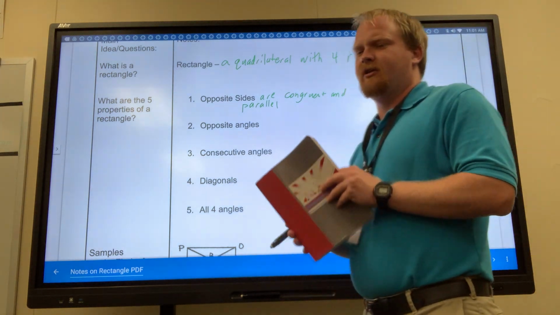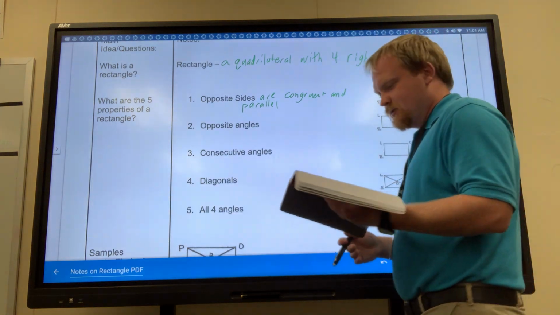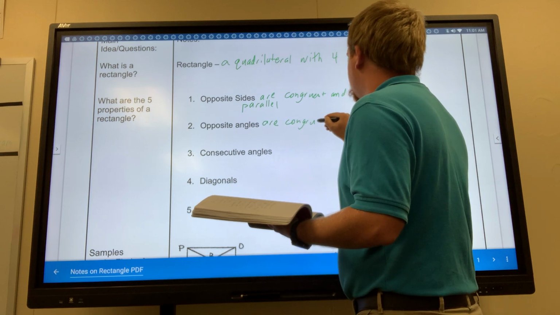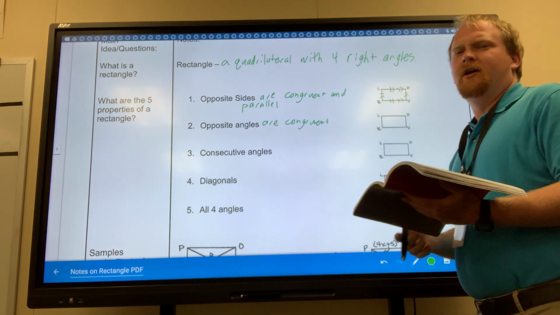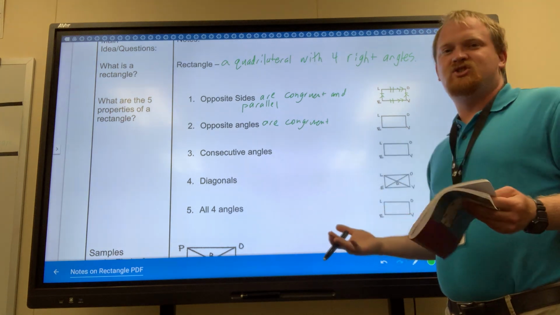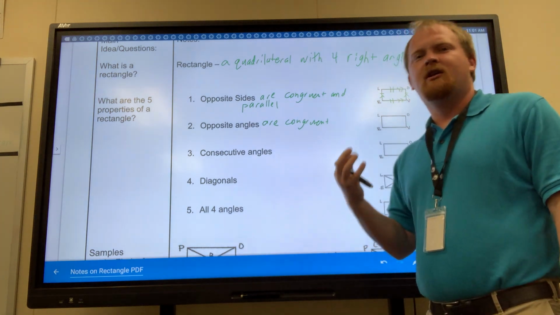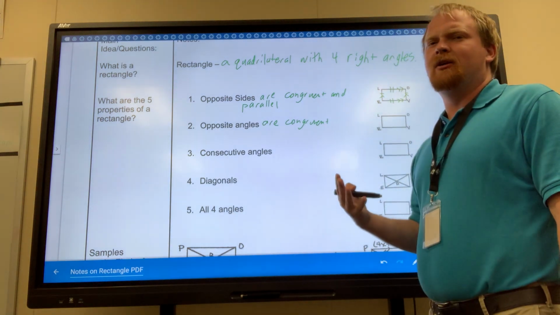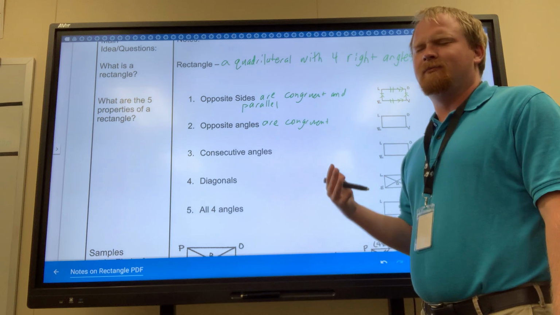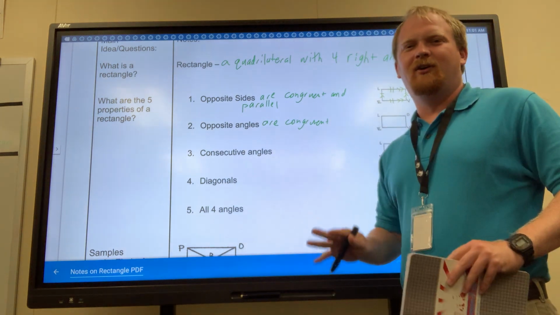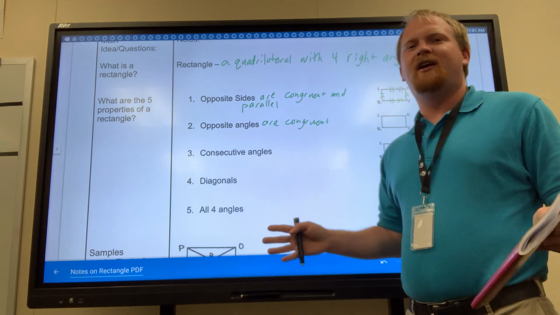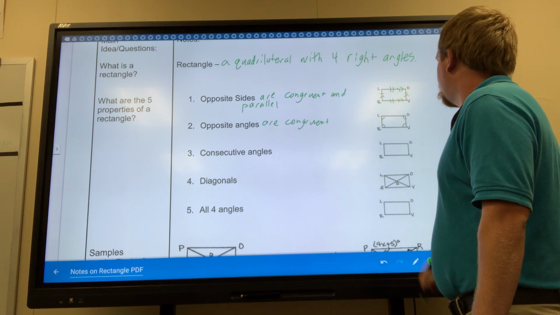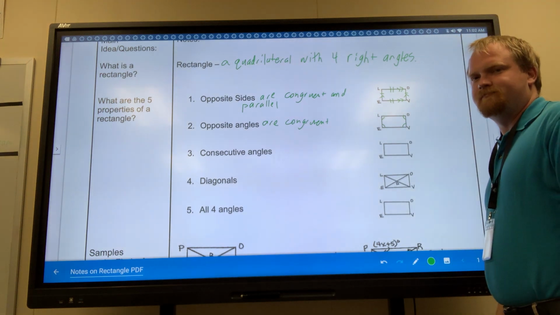Now, opposite angles. Opposite angles are what? They are congruent. And I think that's probably pretty simple and understandable, considering that a right angle is 90 degrees. So if all 4 are right angles, then they're all 90-degree angles. So regardless, they're going to be congruent to each other.